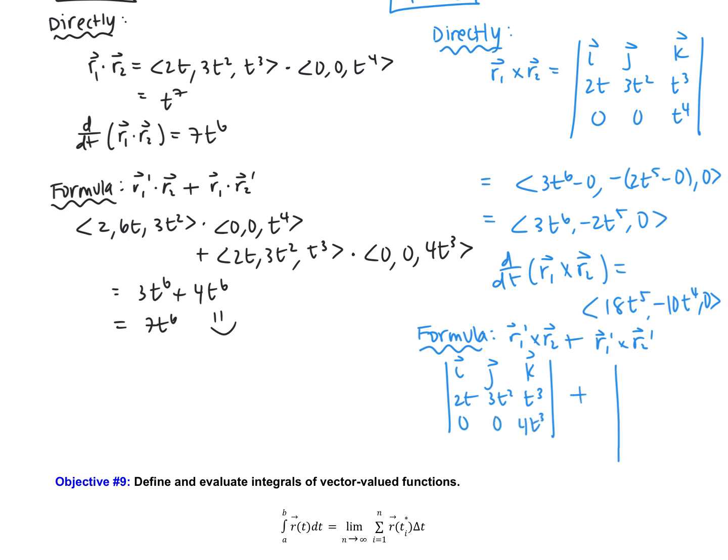And then we're going to take the second cross product. And we have 2, 6t, 3t squared, 0, 0, t to the 4th. In the interest of time, we're not actually going to do that. But I will tell you, shocker, I know, you're going to get the same answer. So either way works. You need to know both how to do it directly and using the formula, but you can choose whichever way you prefer.